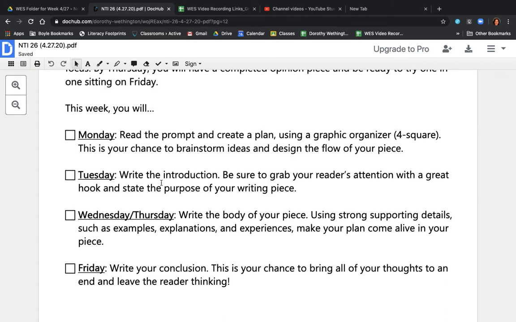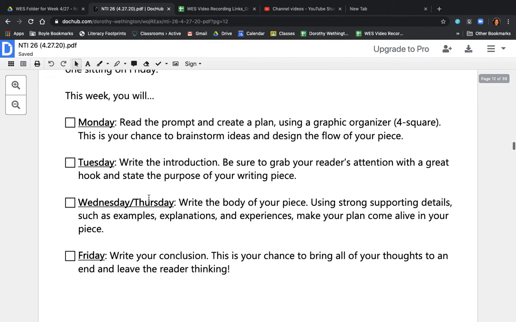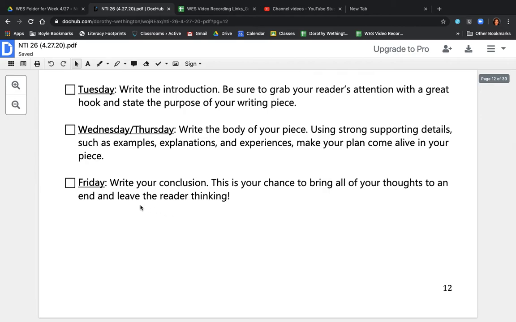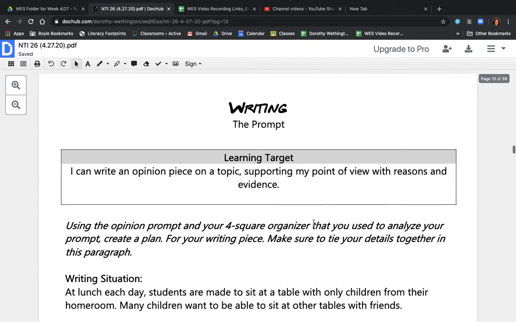Tuesday, write the introduction. Be sure to grab your reader's attention with a great hook and state the purpose of your writing piece. Wednesday, Thursday, write the body of your piece. Using strong supporting details such as examples, explanations, and experiences, make your plan come alive in your piece. On Friday, write your conclusion. This is your chance to bring all of your thoughts to an end and leave the reader thinking.